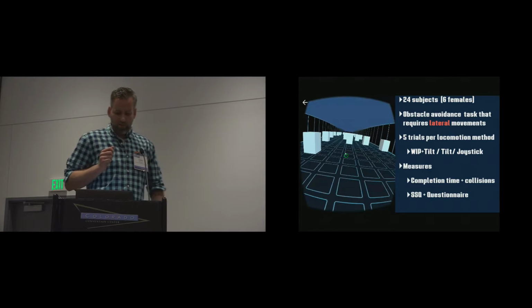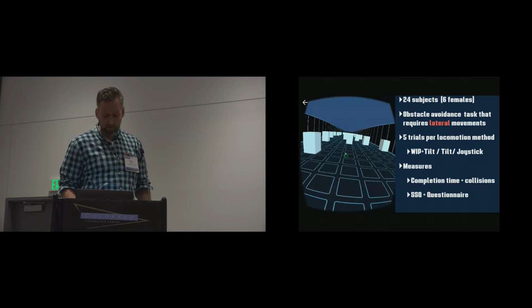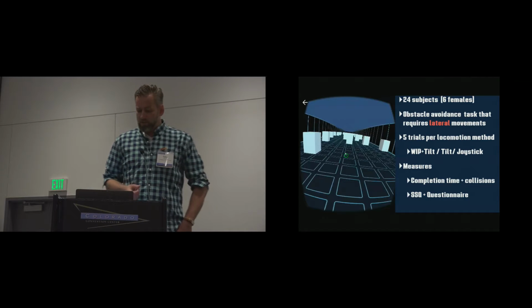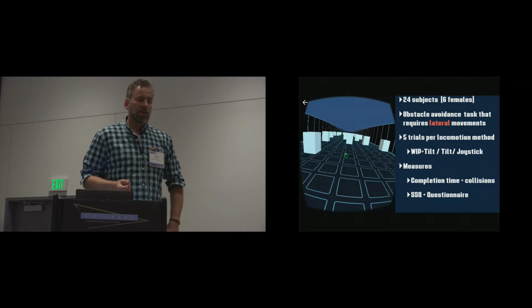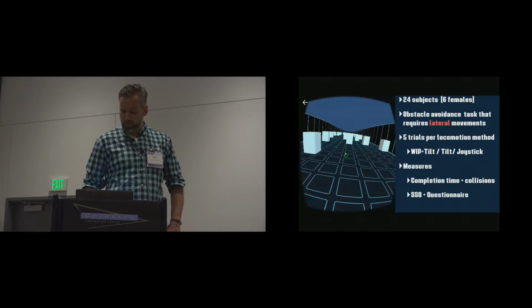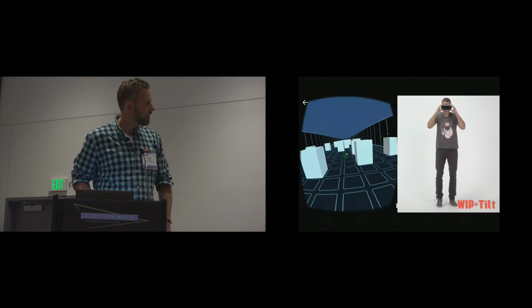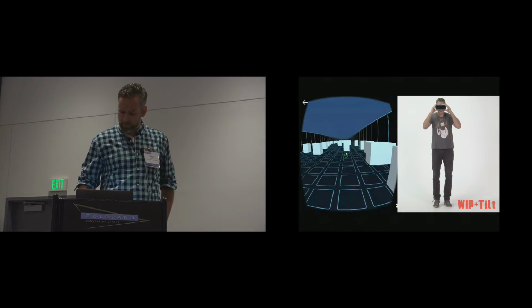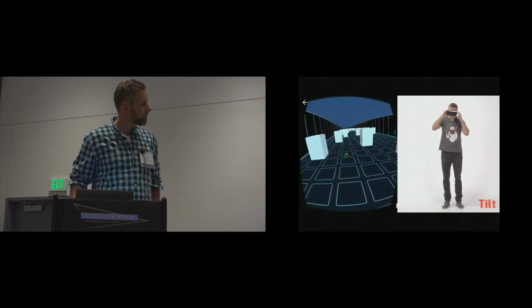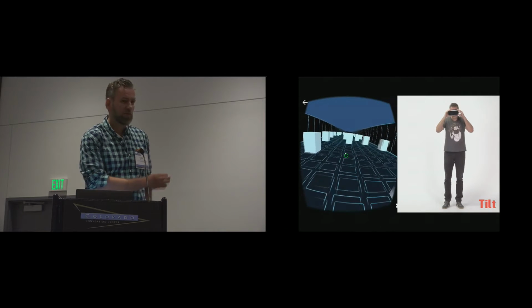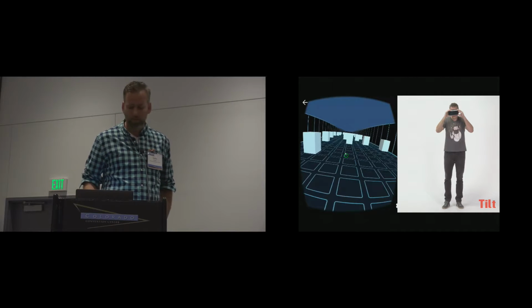We tested three different techniques: walking in place, the modified version with tilt, tilt by itself, and a joystick. We measured the completion time, number of collisions, and cybersickness using the SSQ questionnaire, plus some other qualitative feedback using a questionnaire. Here's a little movie of me using the augmented version of walking in place with tilt, and this is tilt by itself. So just lean in a direction. There's also a little visual cue that indicates the direction of leaning to help users.